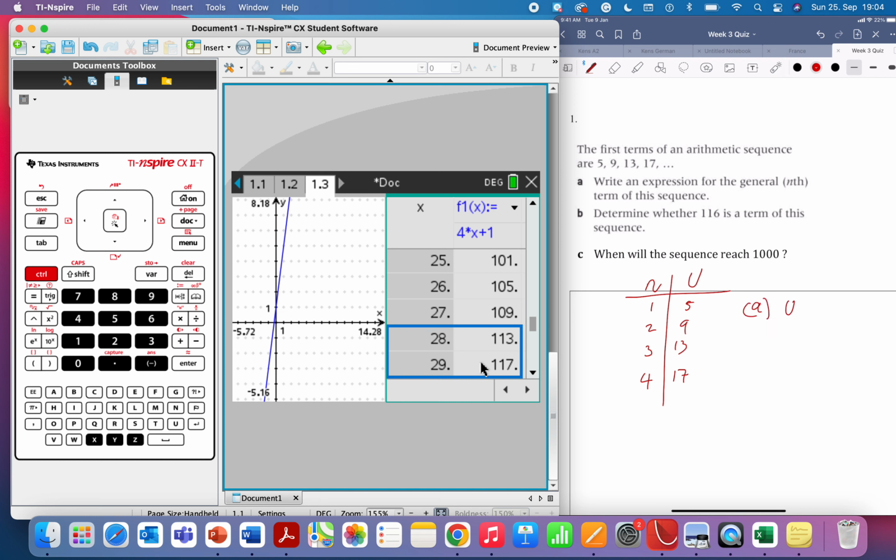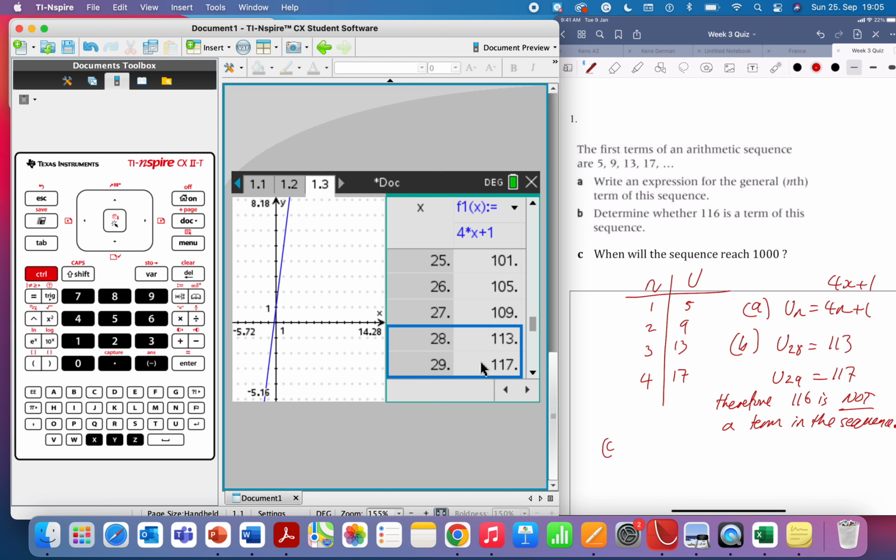The best explanation is we'll write our answers down now. A: u of n equals 4n plus 1. Don't copy down just the 4x plus 1. B: we can say the 28th term is 113, and u of 29 equals 117, and we can put, therefore, 116 is not a term in the sequence, right? It's pretty cool.